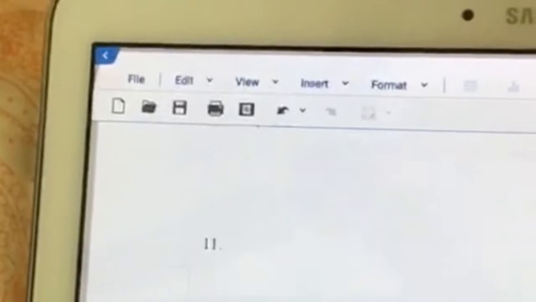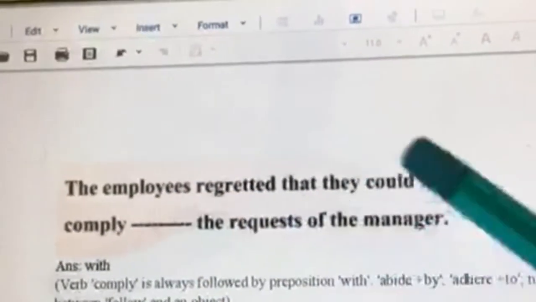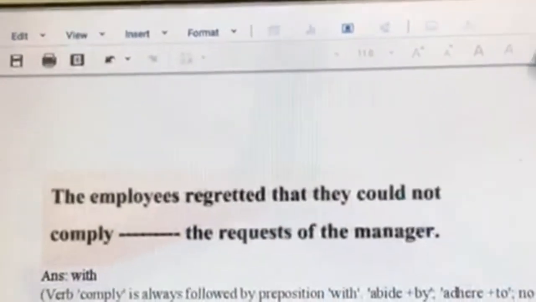Oops, I think I messed it up. Okay, all right. Number 11. The employees regretted that they could not comply dash the requests of the manager.